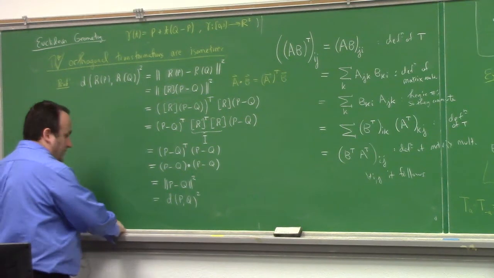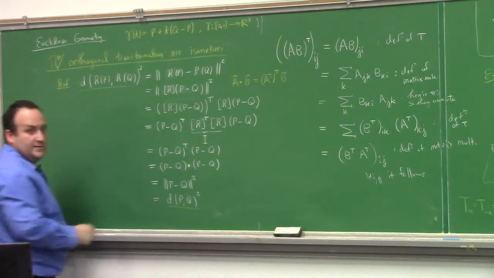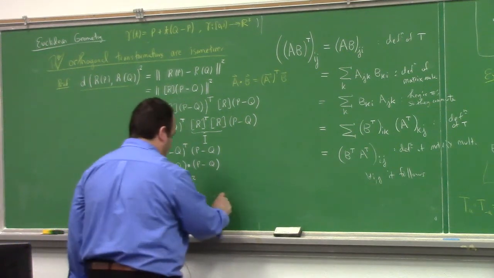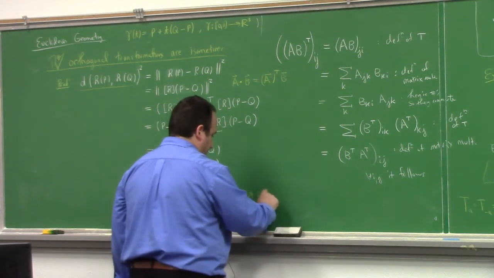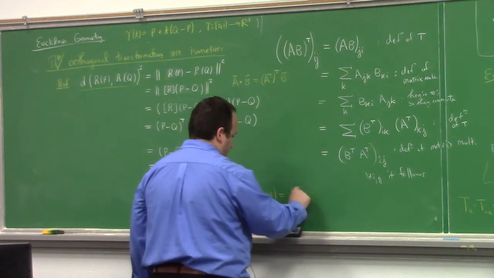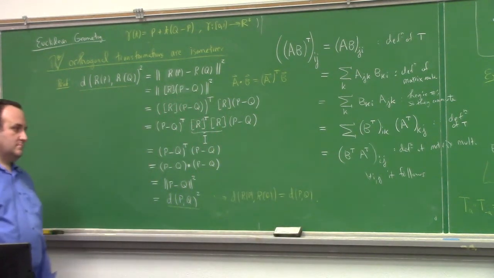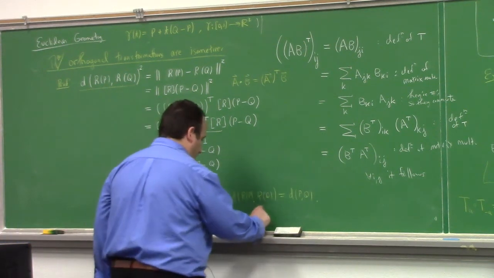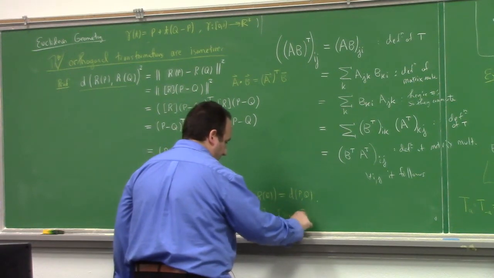Now, if we look at this, this is equal to that, but distance is positive in both instances, right? So we could get the square root. We don't have to worry about plus minus. We get the distance from R of P to R of Q is equal to the distance from P to Q. And so therefore, R is an isometry of Rn.